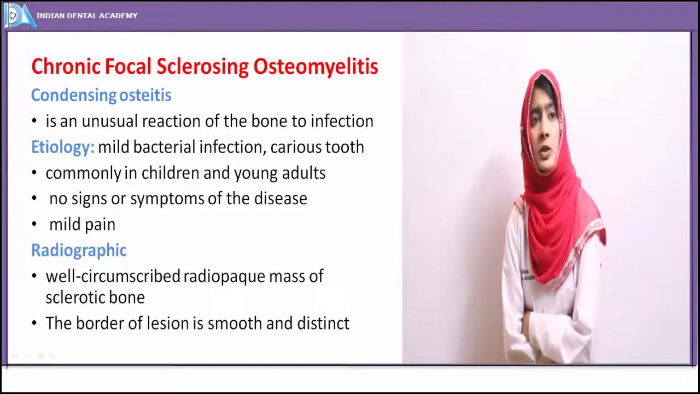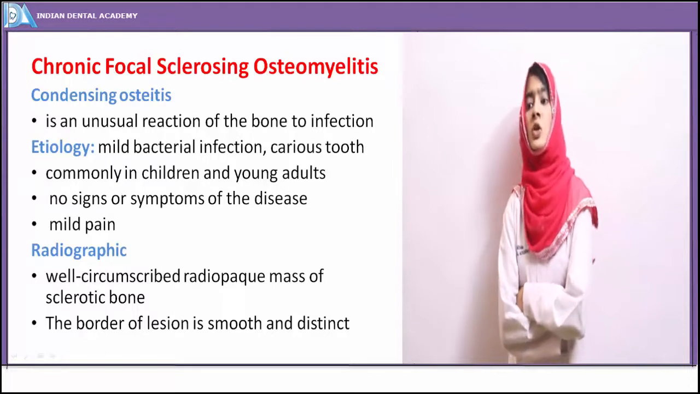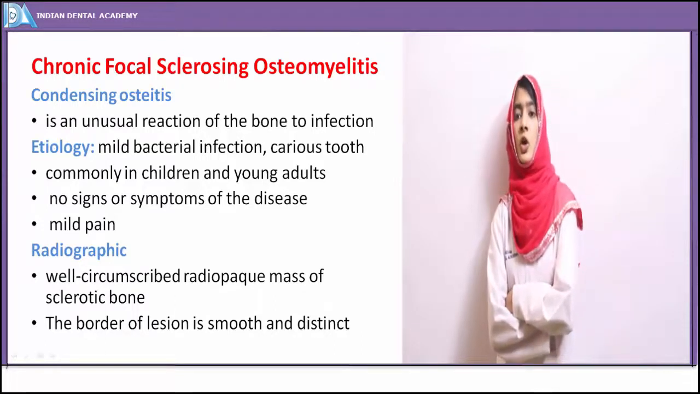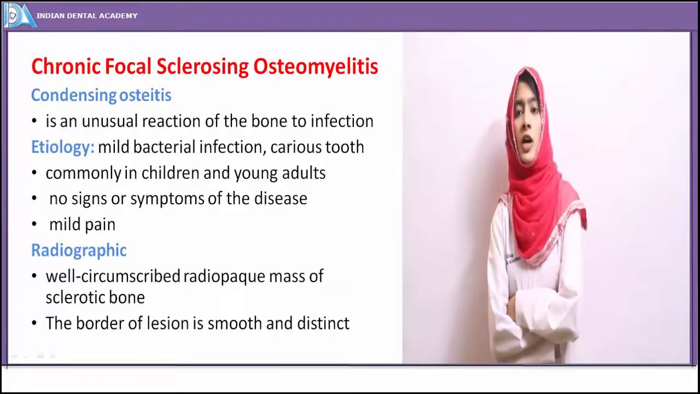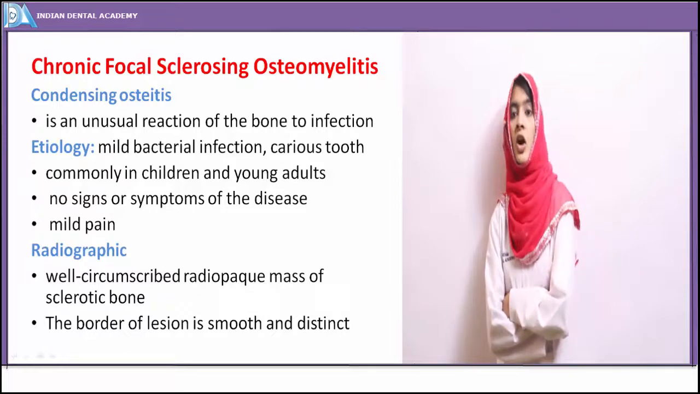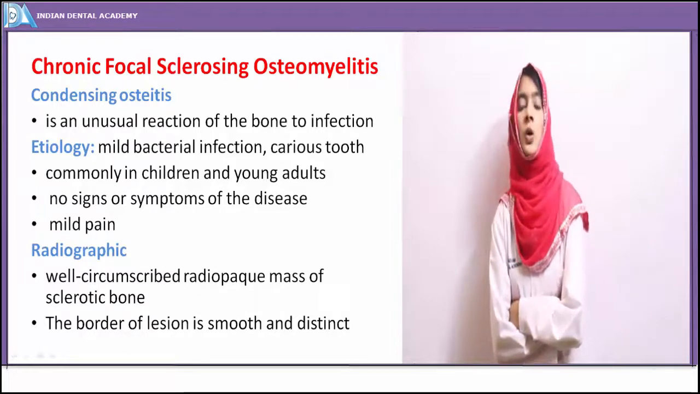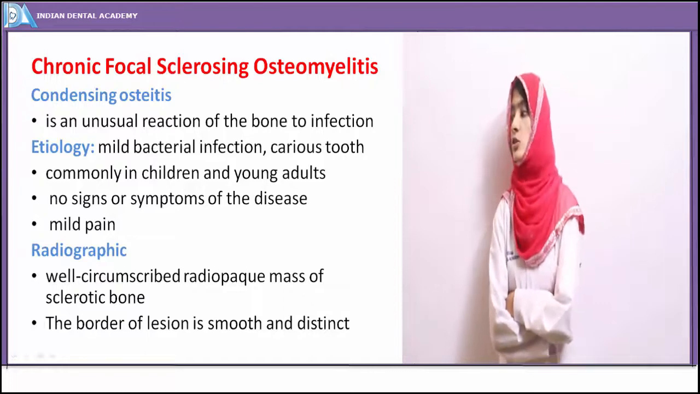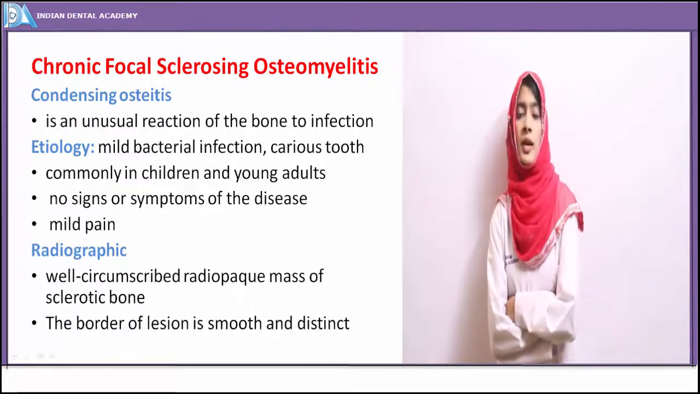Okay, so that's about chronic suppurative osteomyelitis. As you know, the chronic features depend on the spread of the disease. Chronic osteomyelitis may be a focal one, that is, it is seen in a particular area, or it may tend to involve the whole of the bone. So it's known as chronic focal sclerosing osteomyelitis, also known as condensing osteomyelitis.